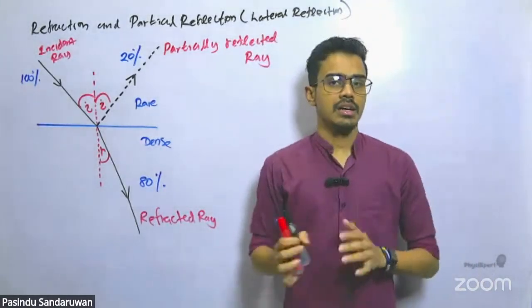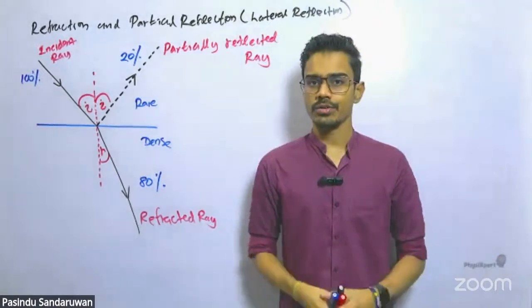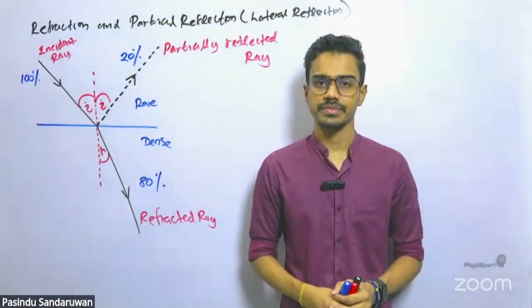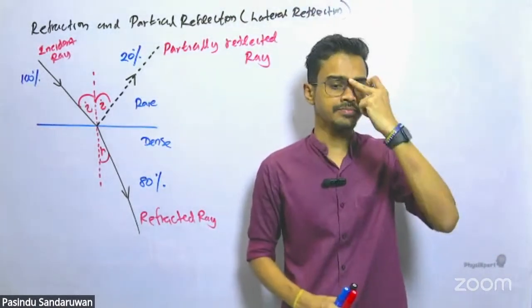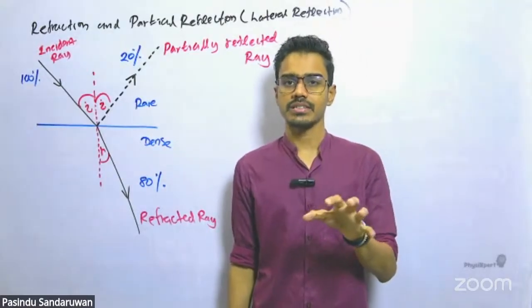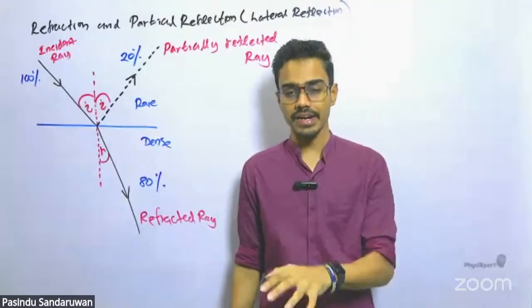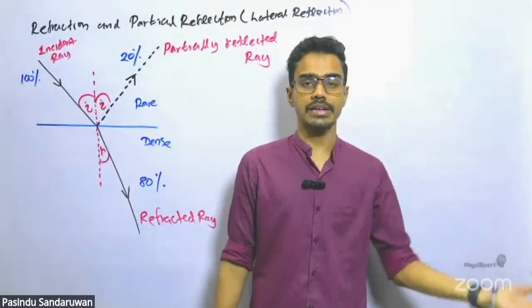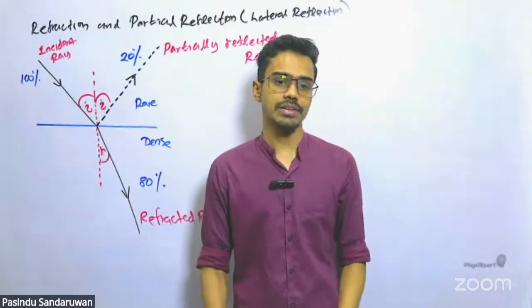The light ray is never going to refract 100%. What happens is only 80% is refracted, and the remaining 20% is reflected back. That is called partial reflection.